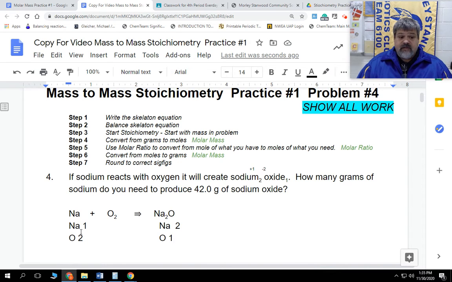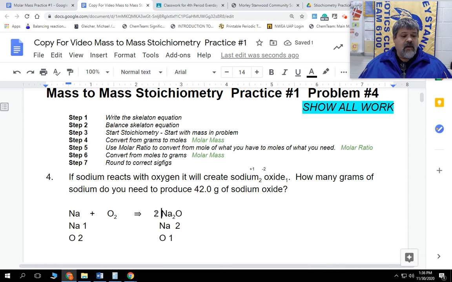So let's go ahead and do the elements that are not by themselves first. I have this one all by itself. This one's in groups of 2. So let's just change the oxygen first. So I have 2 on this side. I need 2 on this side. We can only change coefficients, if you remember that. So we're going to put a 2 there.